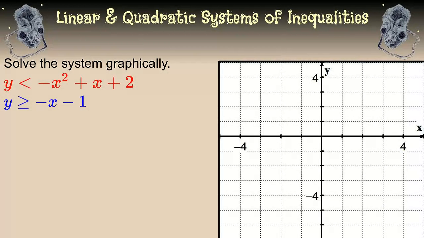First, I'm going to graph the easy one of these, the line y equals negative x minus 1. Well, the b value there tells me that I have a y-intercept of (0, negative 1). And the slope of negative 1 tells me that I go down and to the right 1, down and to the right 1, or up and to the left 1. Just like that. I can connect those with as straight of a line as I can.